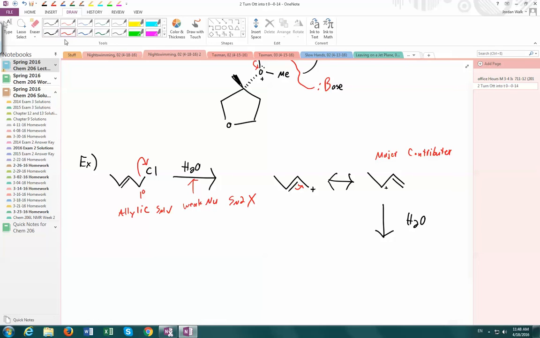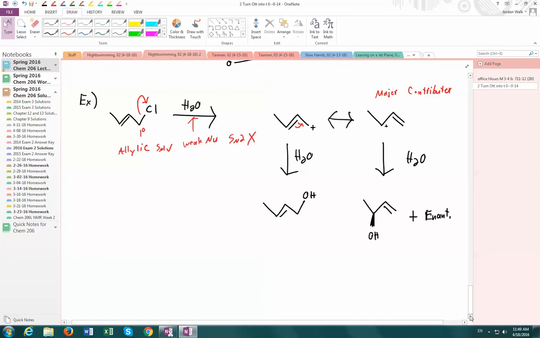Since we're using H2O, that's going to form an alcohol. So what we'll end up with is this alcohol plus, yeah, there's only one chiral center, and so we could also have the enantiomer, which would have the OH on a dash. And then we can also have reactivity at the other carbon, which will give us a product that looks like this. And so what would be the major products?